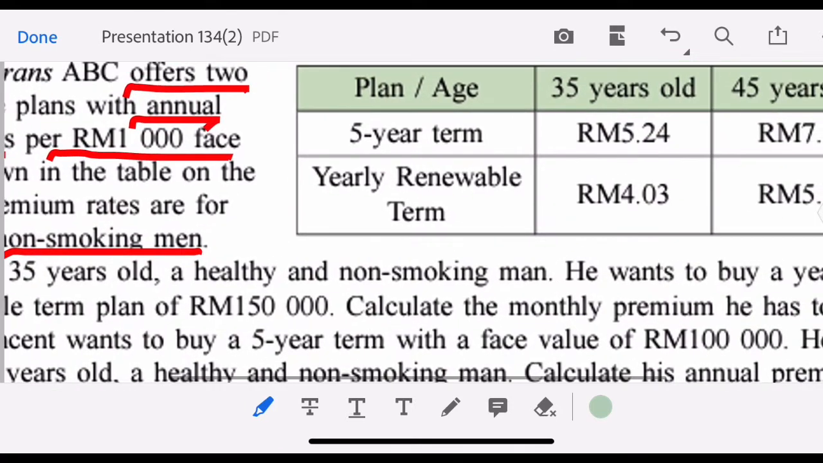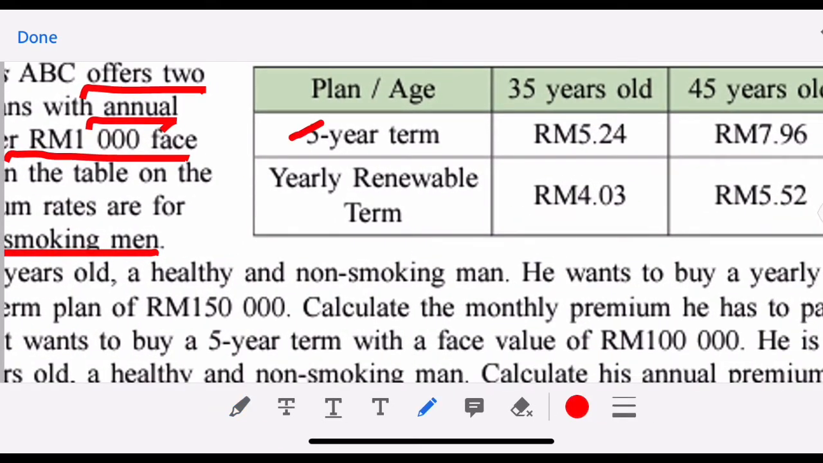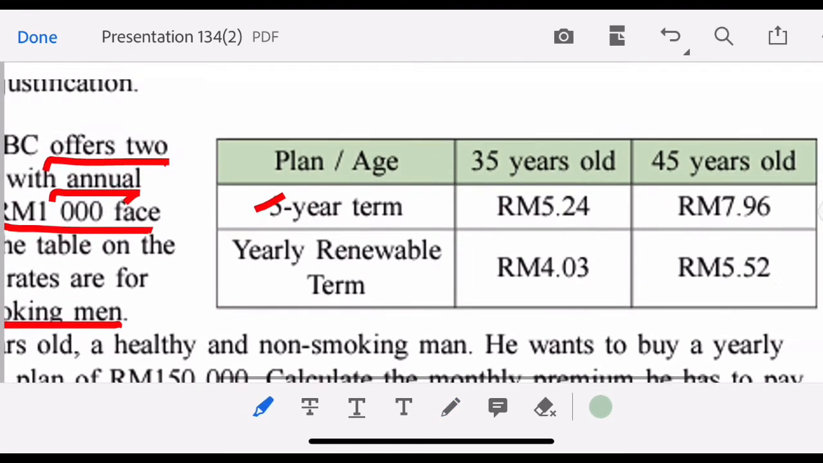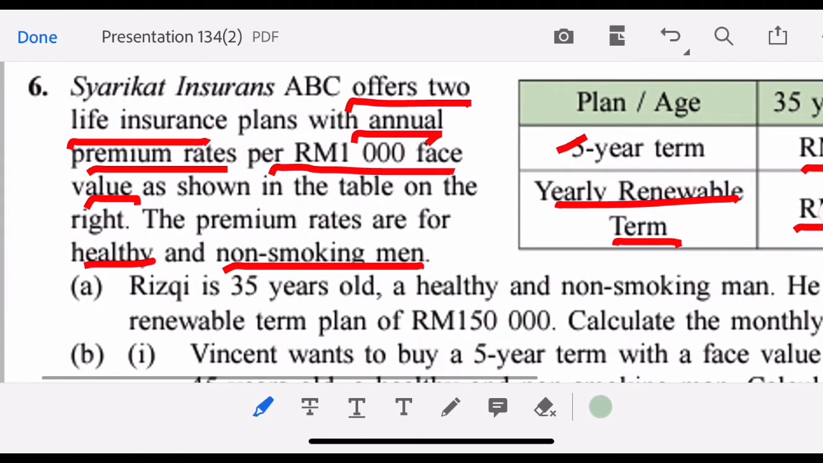So let's see, this is the 5-year term, and for 35 years old the rate is 5.24, and 45 years old 7.96. So the yearly renewable term is 4 ringgit and 3 cents for 35 years old and 5 ringgit 52 cents for 45 years old.